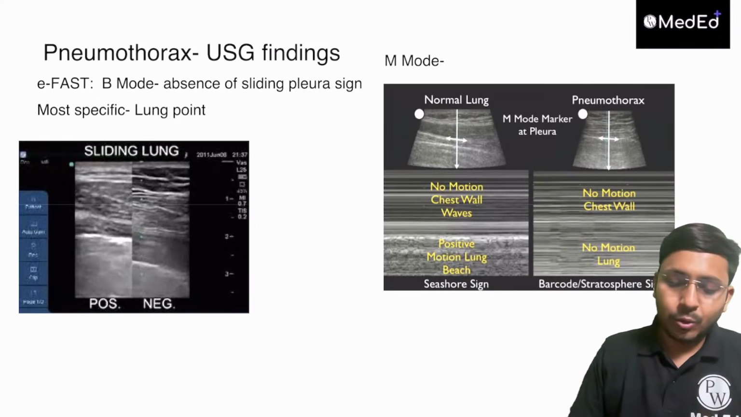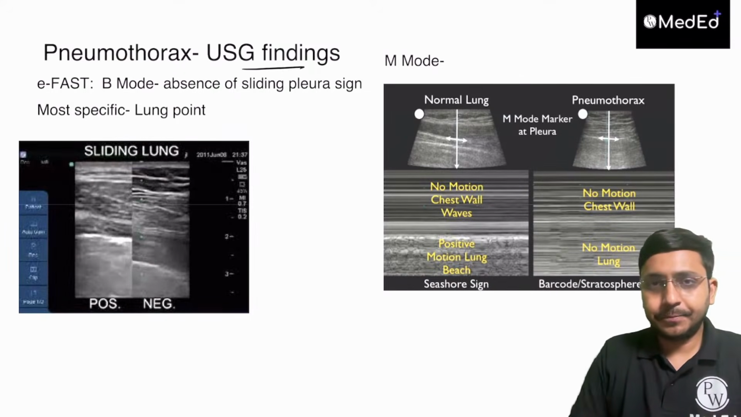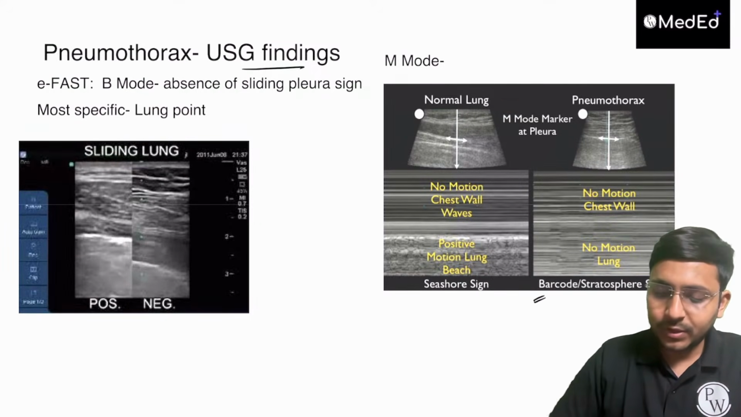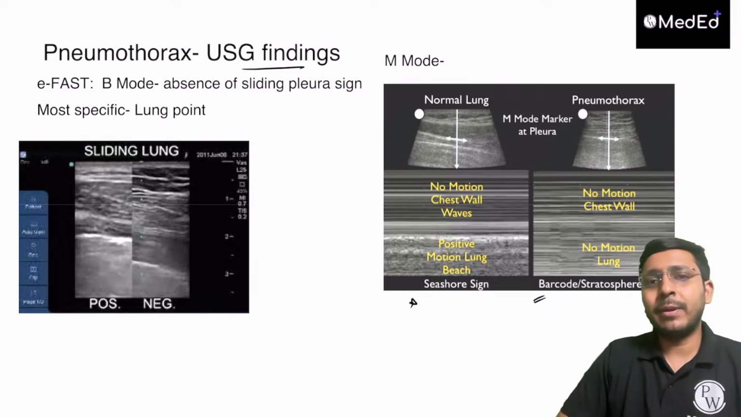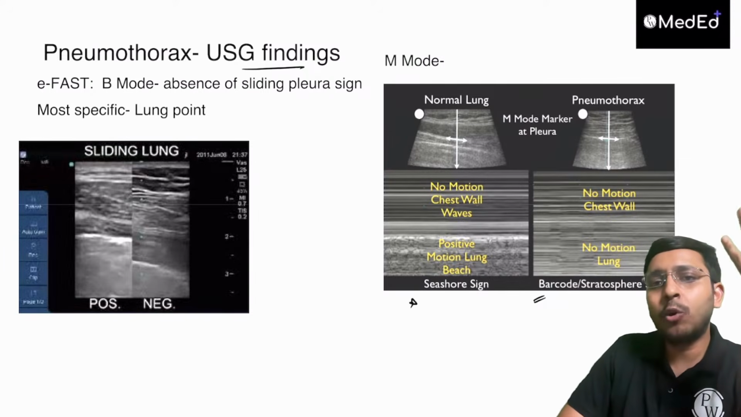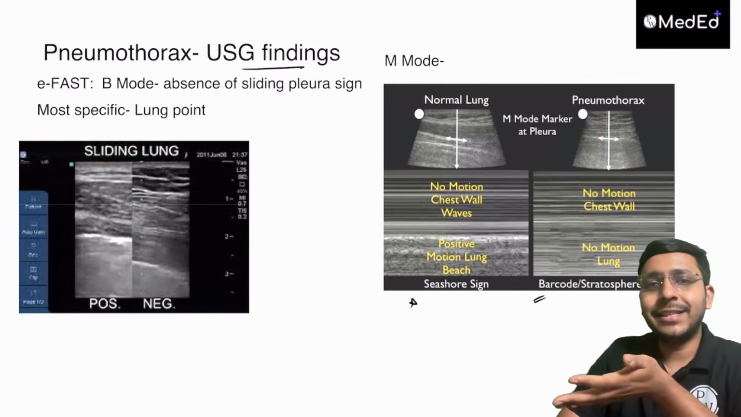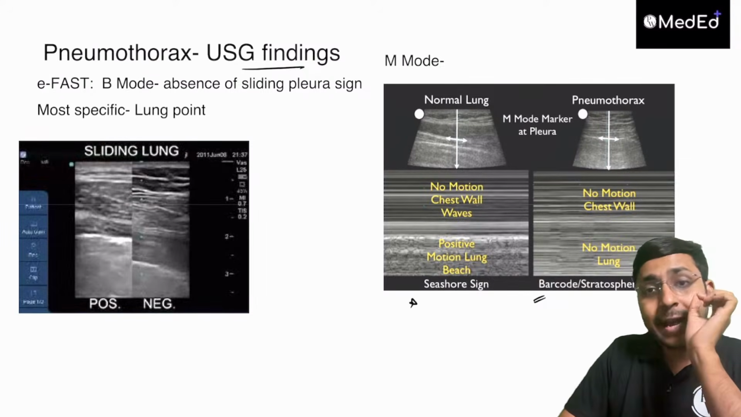Now all of us know ultrasound findings of pneumothorax. On M mode, it is barcode sign or stratosphere sign, and normal lung shows seashore. So normally we go to the seashore. So seashore sign is seen in normal lung. This is on M mode.